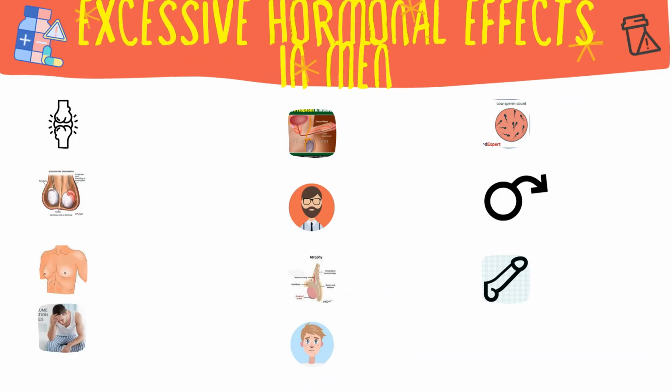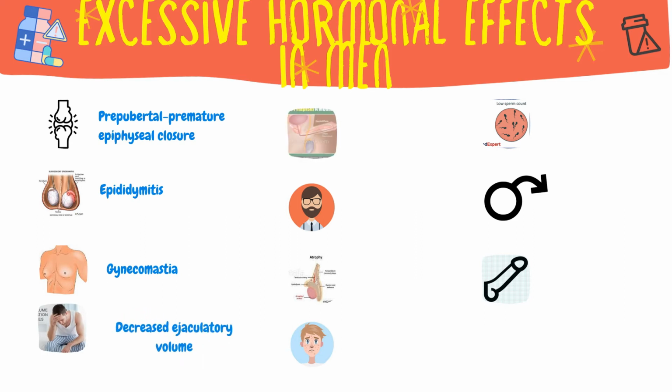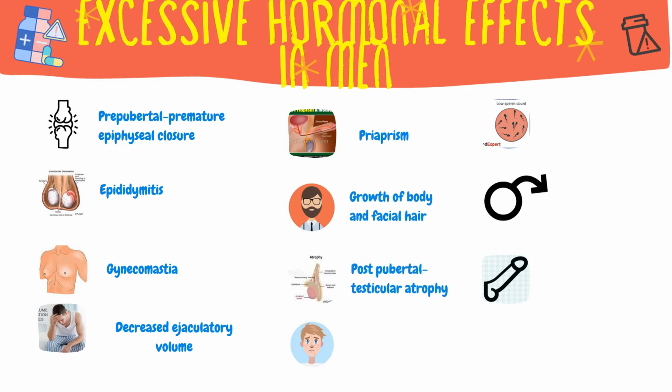Excessive hormonal effects in men will result in prepubertal premature epiphyseal closure, epididymitis, gynecomastia, decreased ejaculatory volume, priapism, growth of body and facial hair, postpubertal testicular atrophy, acne, oligospermia, impotence, and phallic enlargement.